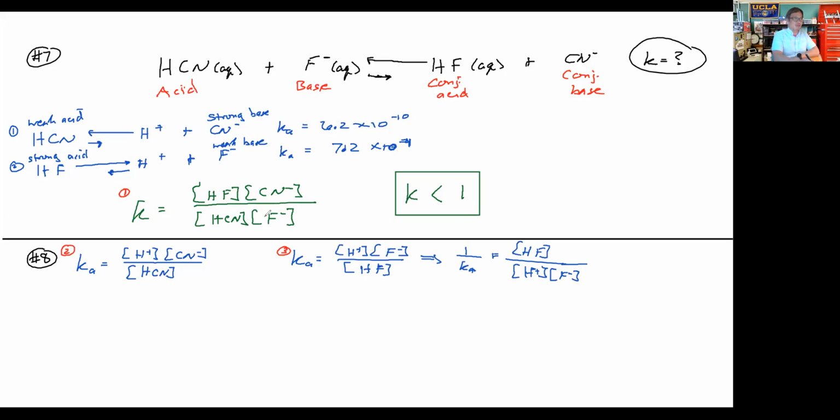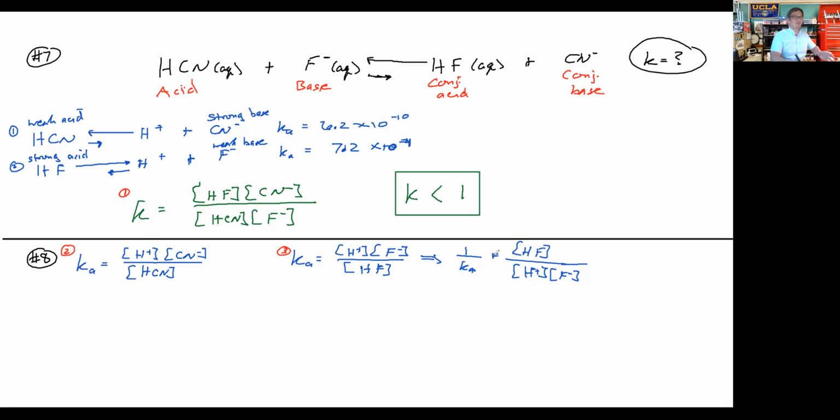To get to this equation here, we needed fluoride in the denominator. By taking the reciprocal of the Ka for this equation, we now have fluoride in the denominator. Furthermore, by doing that, we have placed HF in the numerator, which is what we have here. So right now, we have 2 separate equations.